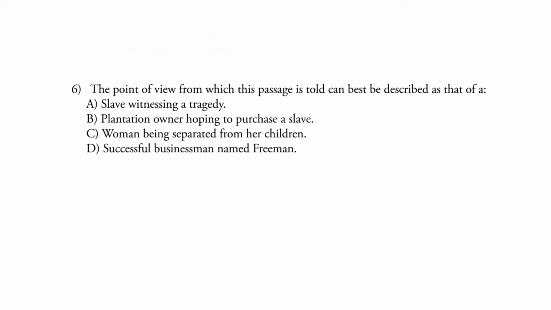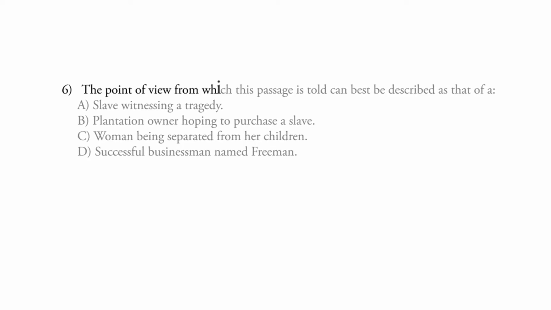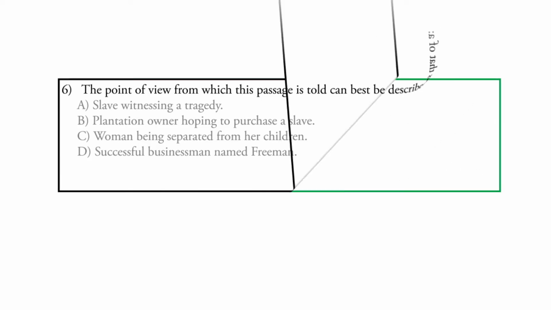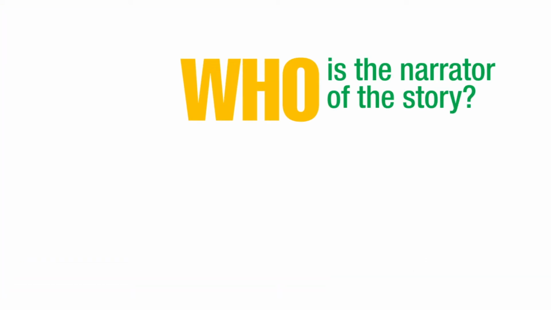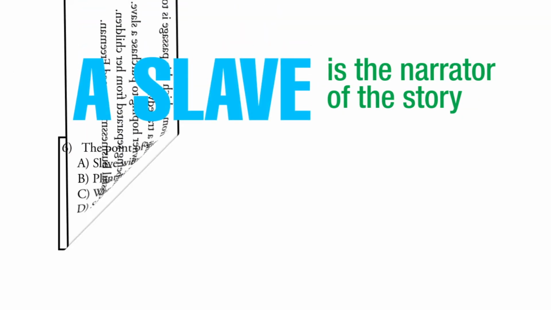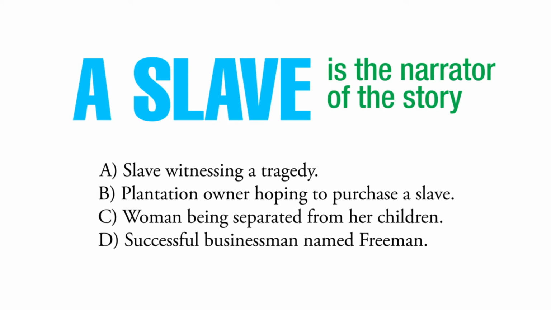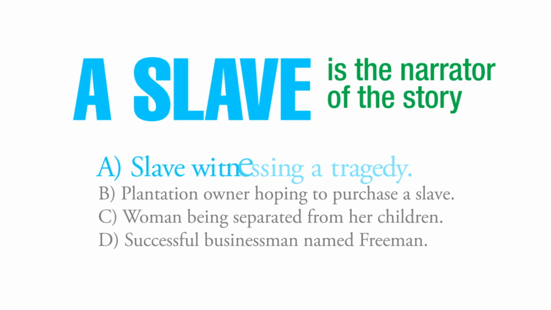Question 6. The point of view from which this passage is told can best be described as that of A. Well, this question is really asking, who is the narrator of the story? Well, it's a slave, that we know for sure. A quick look at the answer choices and we see that only choice A, a slave witnessing a tragedy, mentions slave, and it's clear that what he witnesses is definitely a tragedy. So we pick A and we move on.